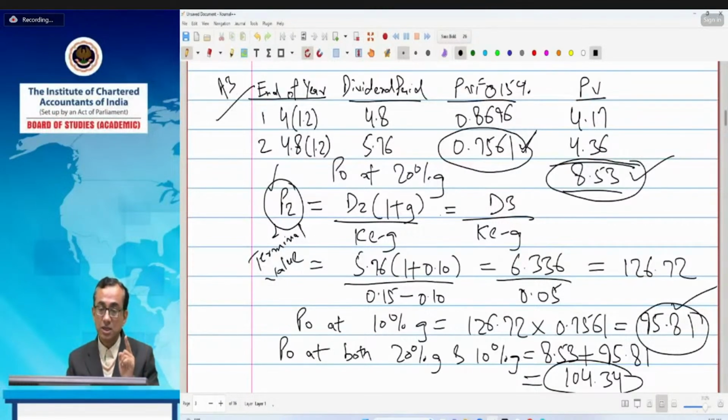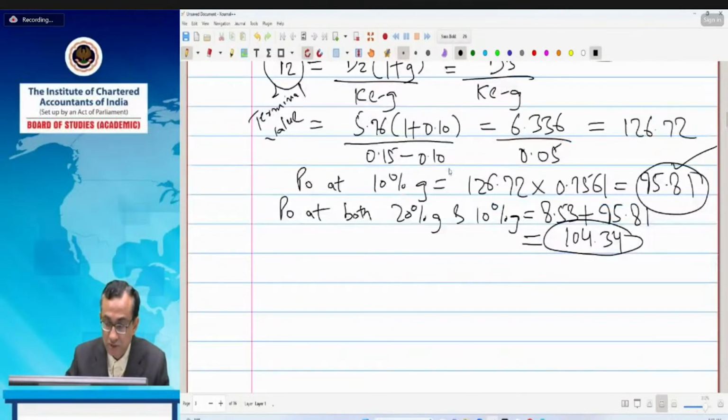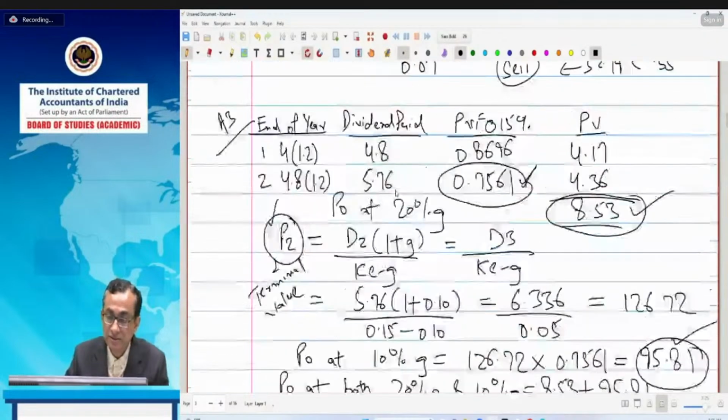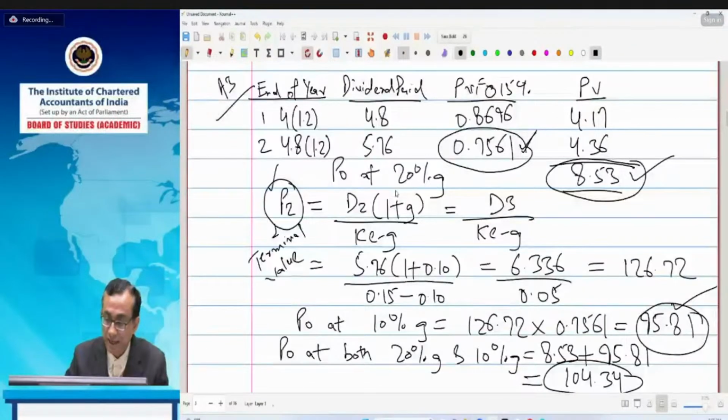So the discount rate for the second year will be considered because it is the value at the end of the second year only. The end of the second year and the beginning of the third year are one and the same thing. Okay, I hope it is clear to you now. Any question in this? Otherwise, I will proceed further.